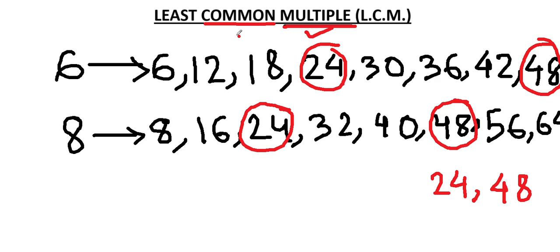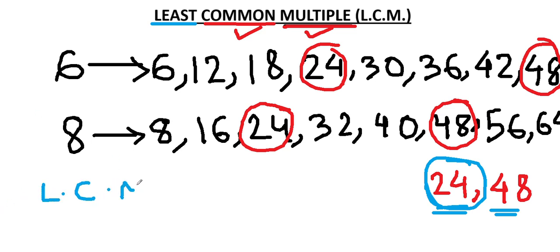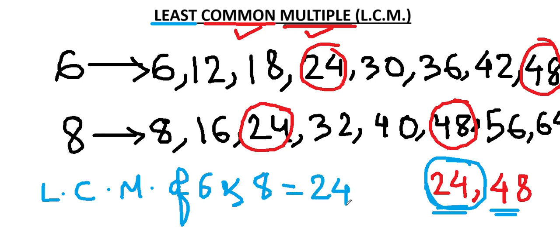So I'm done with two parts. I'm done with the multiple part. I'm done with the common part. Now let's come to the least part. Among these, we have two common multiples. So between these two common multiples, which is the least one? The least one is 24. So thereby you can figure out that the LCM of 6 and 8 is equal to 24.